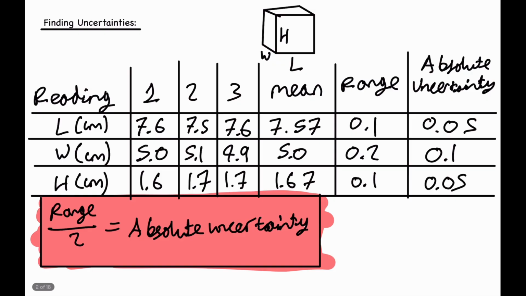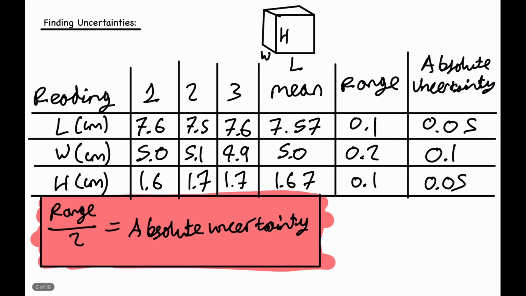Now to find the absolute uncertainty of the volume, we have two methods we could use. Method 1 would be to find the maximum and minimum values of the length, width, and height over here. For example, the length would be 7.6 because it's the maximum value. For the width, it would be 5.1, and for the height, it would be 1.7, which are the maximum values. Then we'll use that to calculate the volume, which, remember, is equal to width times height times length. For our Vmax, we can use this later to find our absolute uncertainty.